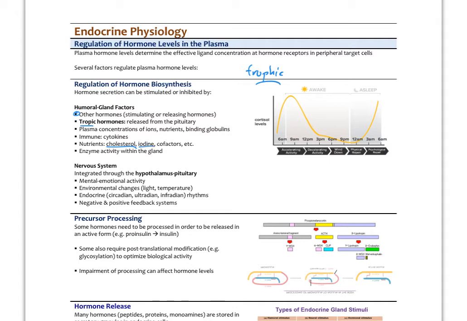Presence of iodine for thyroid, different cofactors. So a lot of these hormones, the main activity is the enzyme activity within the gland. So a good example is the adrenals. Pregnenolone is the starting hormone for all of your steroid hormones. It comes directly from cholesterol. And then through different enzymes is converted into all the different hormones.